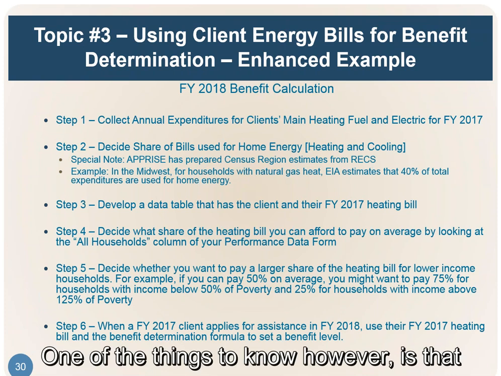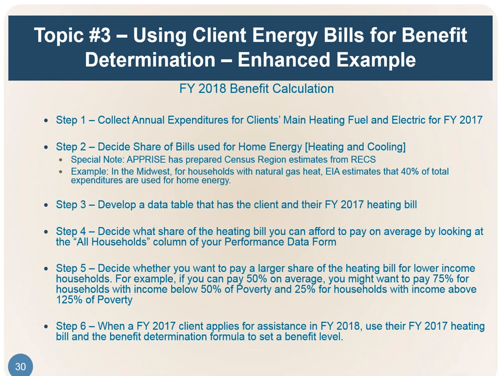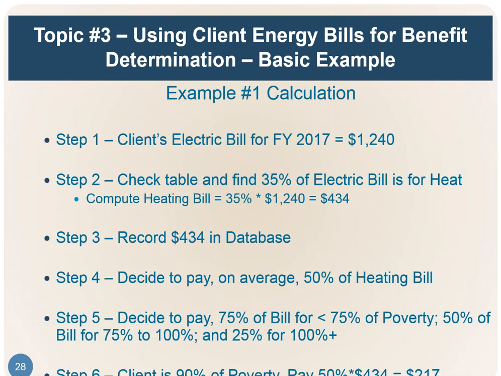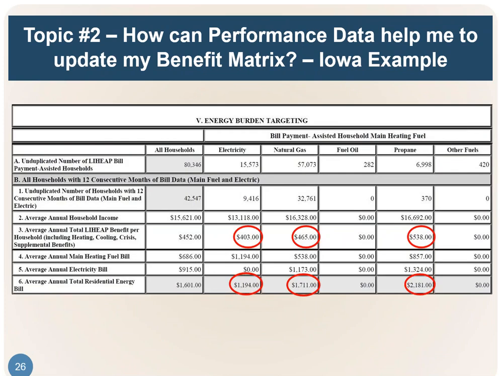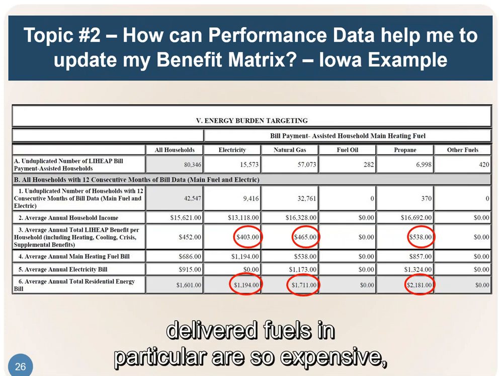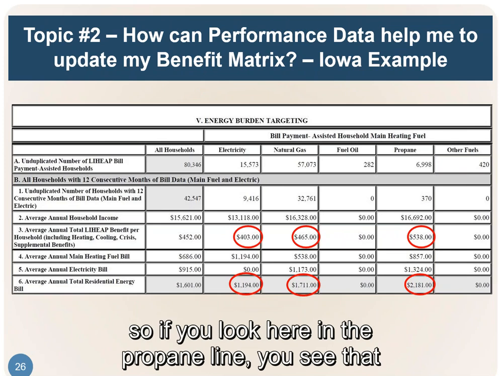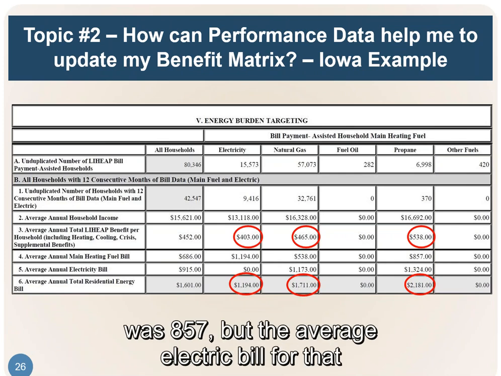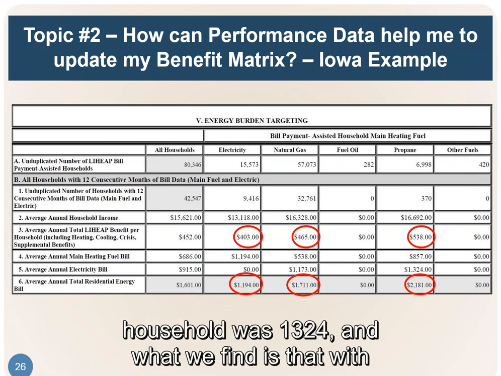And one of the things to know, however, is that, go back up to the Iowa slide, Michelle. Okay, right there. One of the things that we find is that delivered fuels in particular are so expensive. So if you look here in the propane line, you see that the average propane bill for that household was $857, but the average electric bill for that household was $1324.